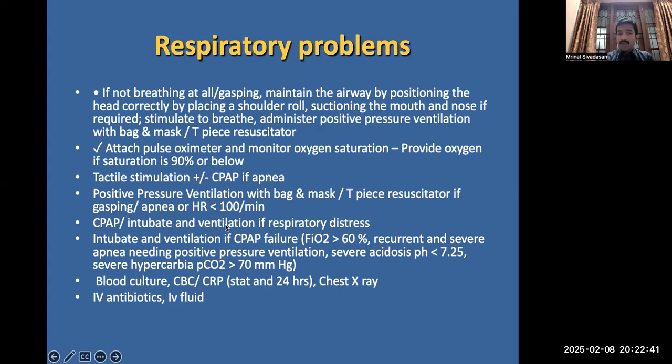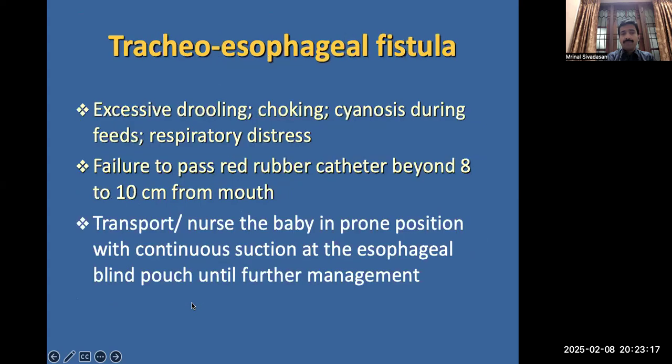CPAP, or intubate and ventilate, if respiratory distress is there. Intubation and ventilation is required if CPAP has failed, that is, the baby is not maintaining saturation even with a fraction of inspired oxygen of more than 60%; with recurrent and severe apnea needing positive pressure ventilation; and with severe acidosis with pH less than 7.25, and severe hypercarbia where PCO2 is more than 70. In such cases, you may have to do a blood culture, CBC, and CRP, which you repeat after 24 hours also. CBC means complete blood count, and chest X-ray. And you will need IV antibiotics as well as IV fluid.